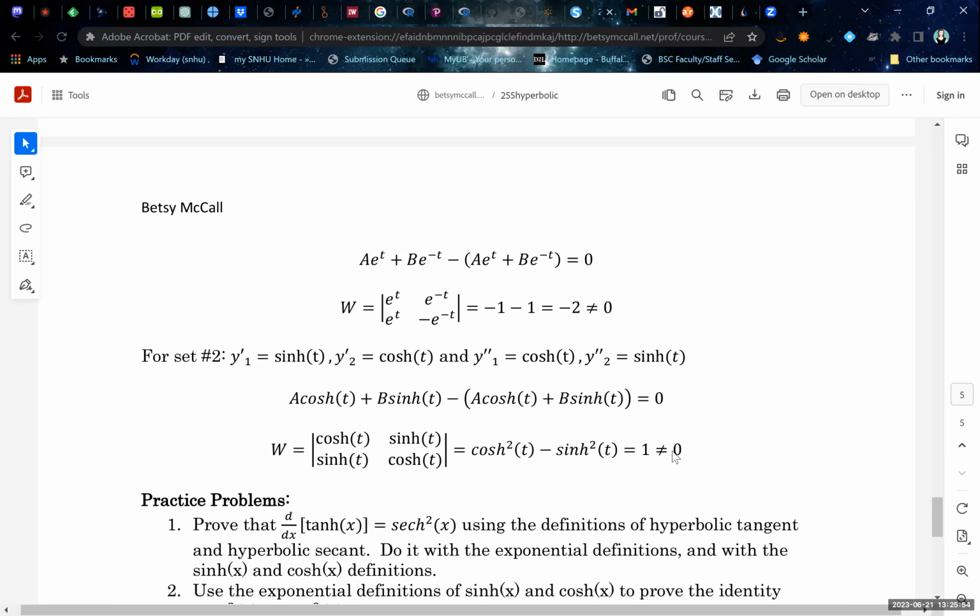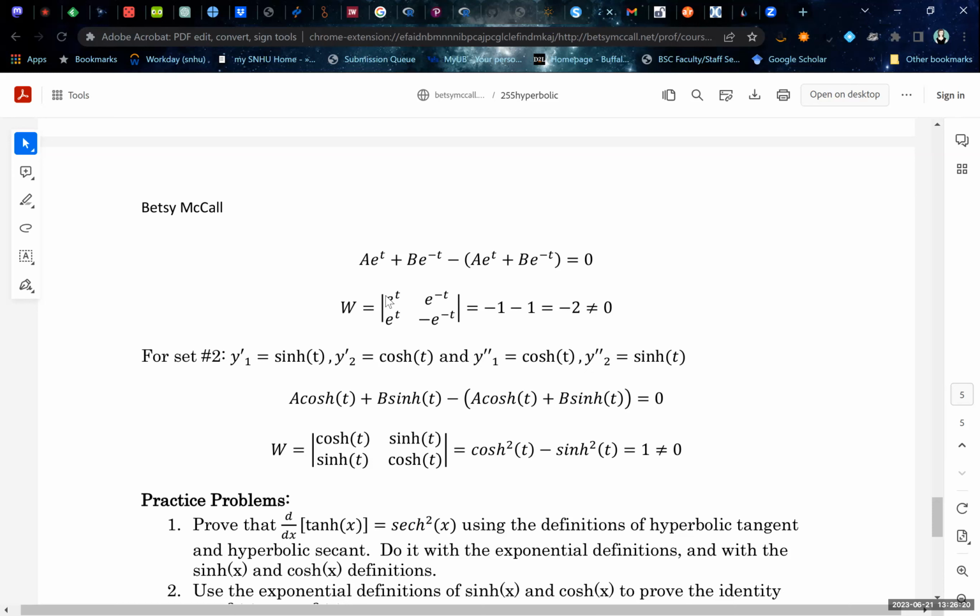So if you haven't gotten to differential equations, don't worry about this. It'll come up. But if you have, then you can see that these are both going to satisfy the differential equation, but they are also going to satisfy our condition about independence.